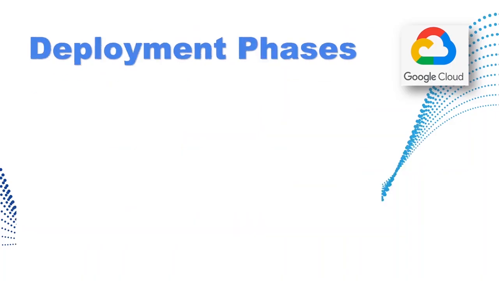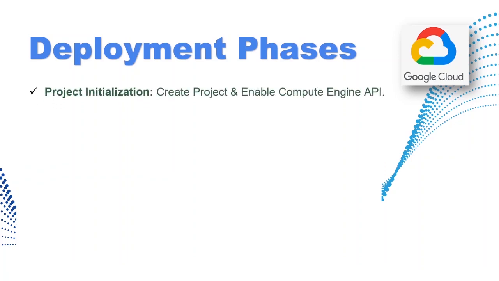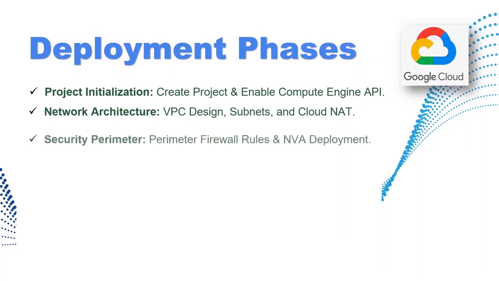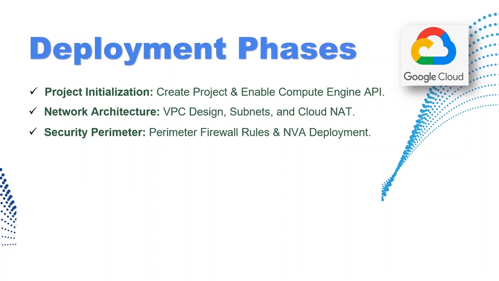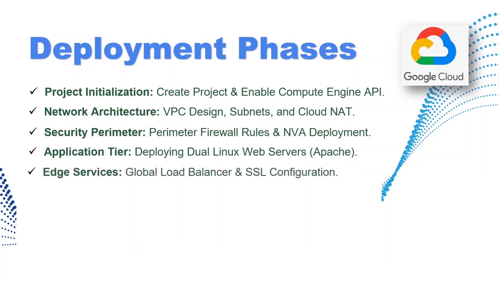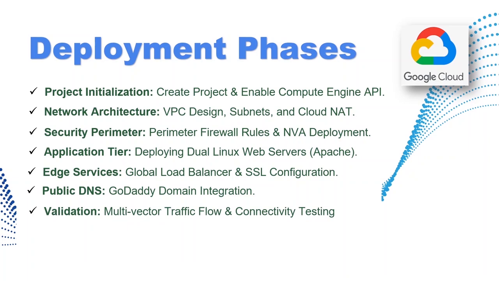Now, let's talk about the deployment phases. We'll start by initializing a new project and enabling the necessary API. From there, we build our virtual plumbing, the VPC and subnets. Then, we'll move into the security phase, configuring our firewall policies and the NVA. Next, we'll deploy our dual Linux web servers, deploy our global load balancer at the edge, finishing with domain integration and public DNS configuration. Finally, I'll perform multiple tests to show you that the traffic is flowing correctly in every aspect.